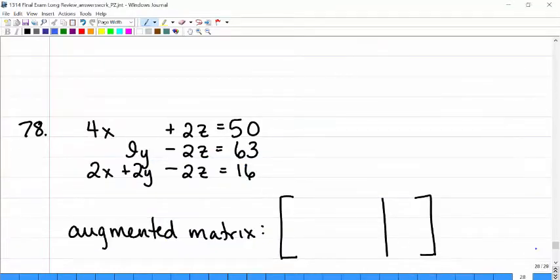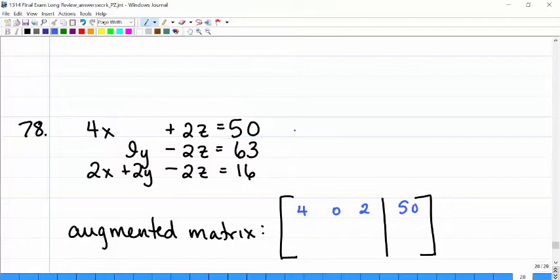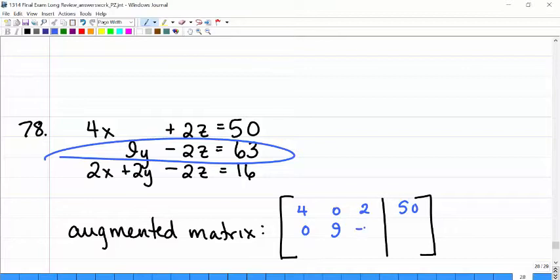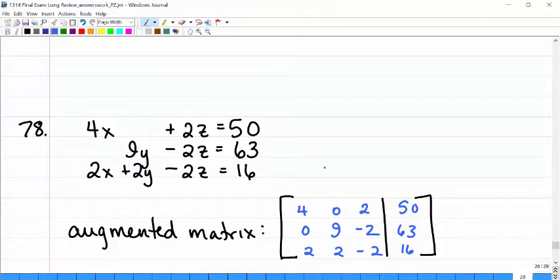Number 78 says to write the augmented matrix for the system, but do not solve it. So again, my first row is going to be 4, 0, 2, 50. My second row is going to be 0, 9, -2, 63. And my third row is going to be 2, 2, -2, 16. That's the augmented matrix.